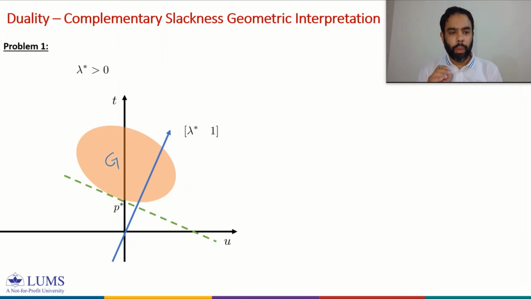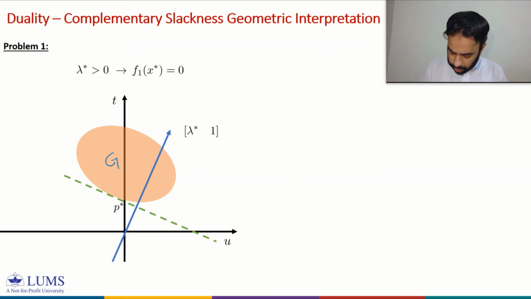So the complementary slackness condition states that lambda i star times f_i(x star) is equal to 0. It simply means when lambda star is greater than 0, f_i(x star) should be equal to 0. Or when f_i(x star) is less than 0, then lambda i star must be equal to 0. So in this first problem, we have lambda star greater than 0. So this implies that f_i(x star) is equal to 0. And you can see this here.